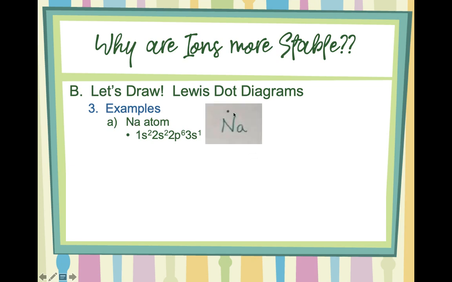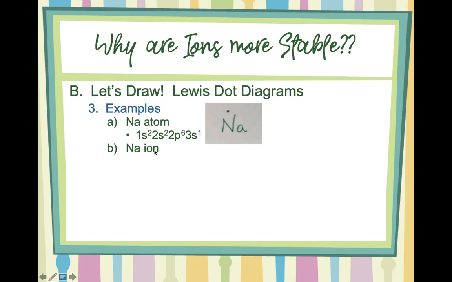This shows me that sodium is not very stable, right? If it got rid of this electron, it would have 1, 2, 3, 4, 5, 6, 7, 8 valence electrons, because then the highest level would be 2s and 2p. So that gives us a hint about what's going on. In fact, let's draw that.